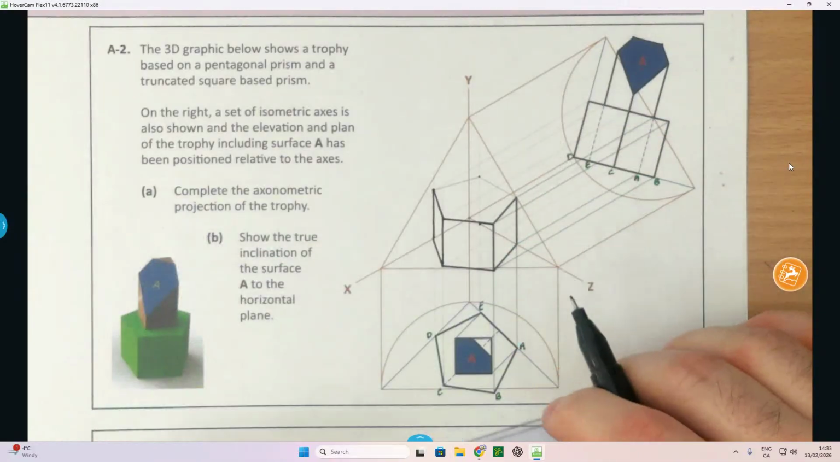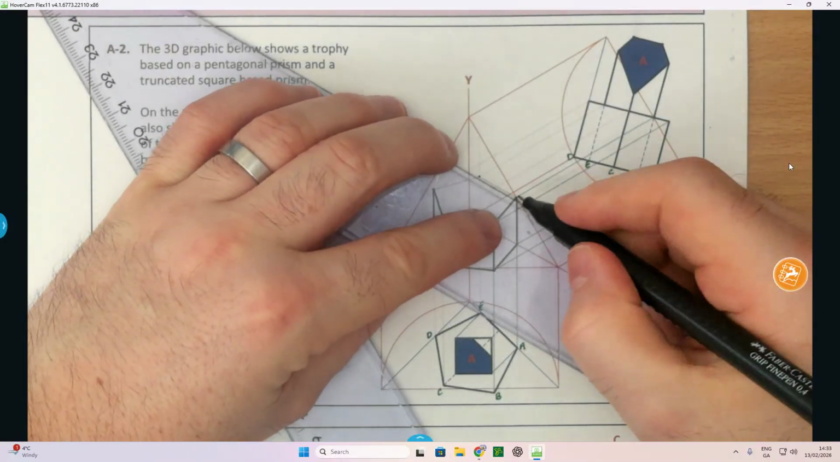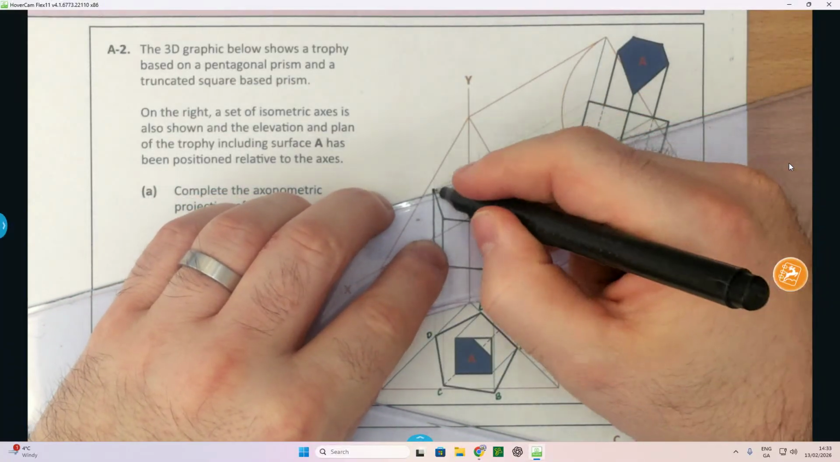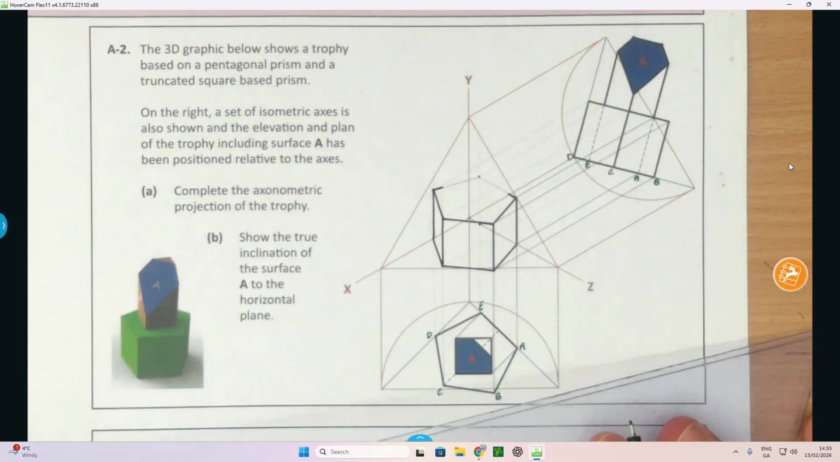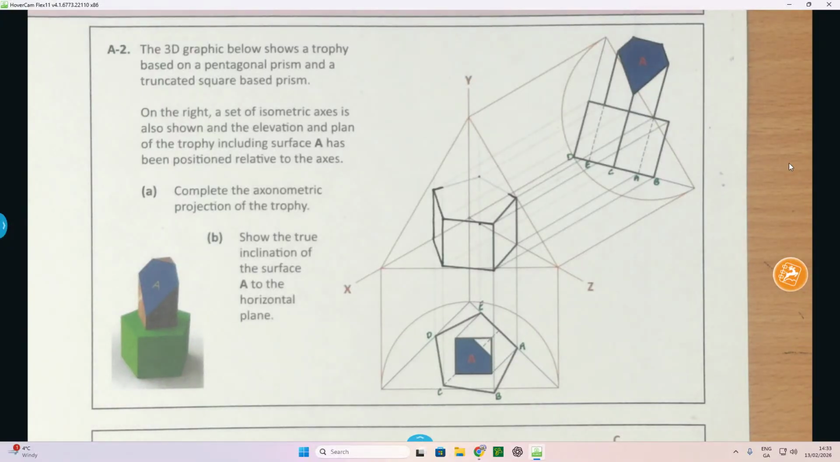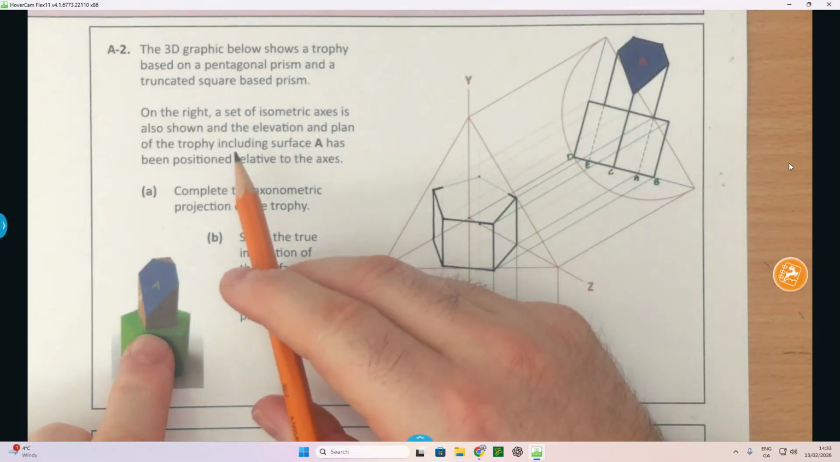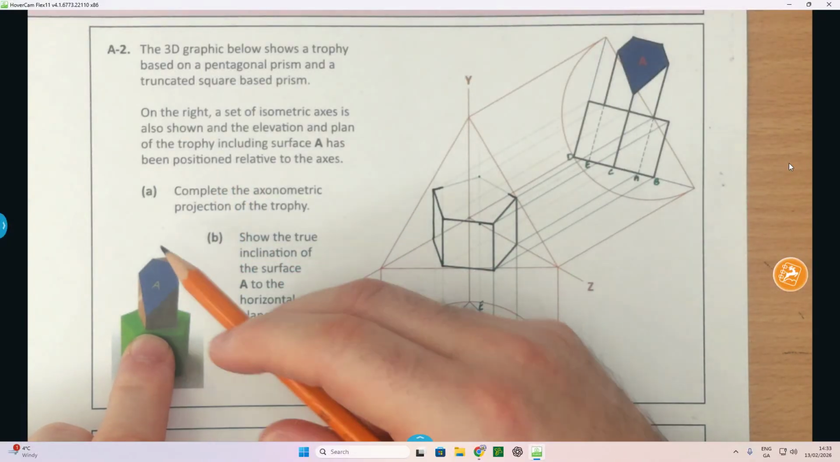Now, for the moment, I will maybe heavy in this just as far as about there. And this bit here just about there. Now for the moment I'm not going to heavy it in completely. The reason being is because I have another object here, which is the truncated prism here that I know I have to put in as well.